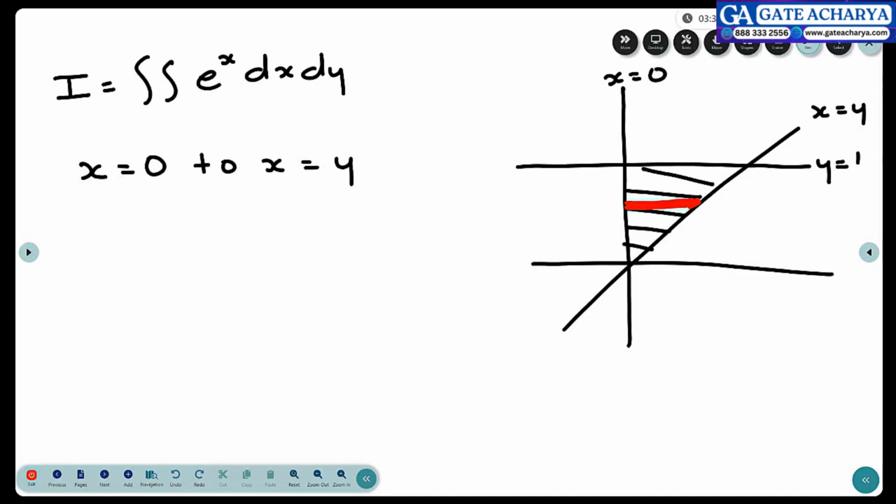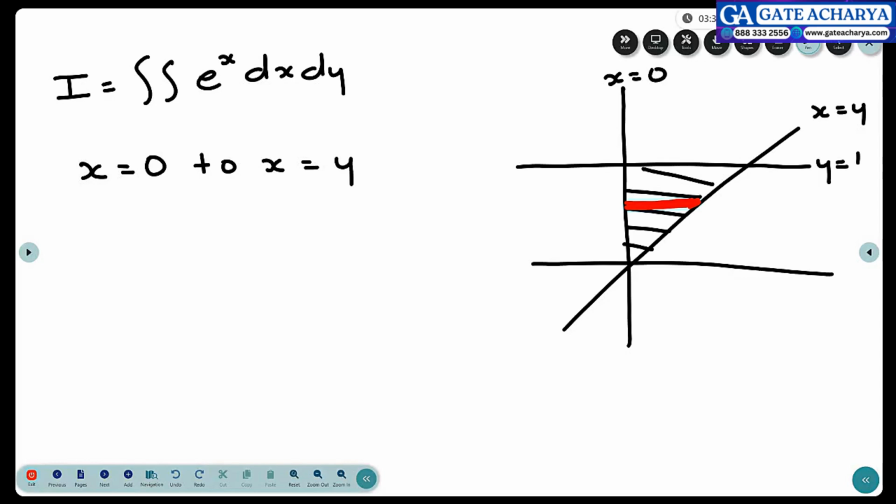Now sweep the strip. Since the strip is horizontal, the sweeping will be vertical. Sweeping will be something like this. So by sweeping like this, you will cover the entire area.